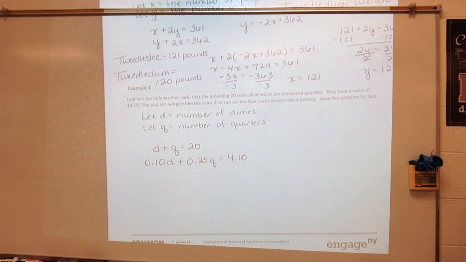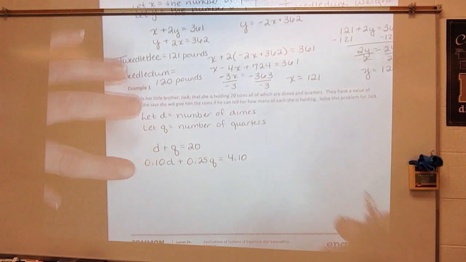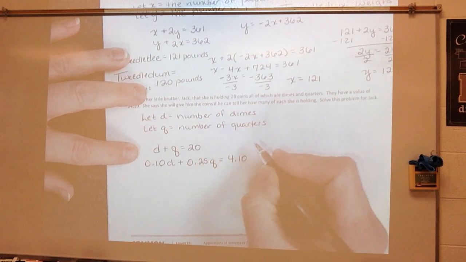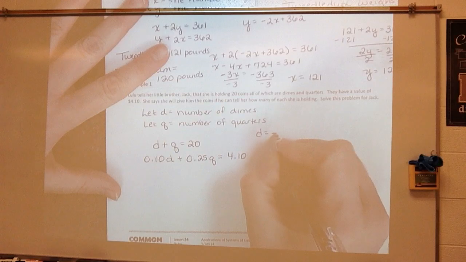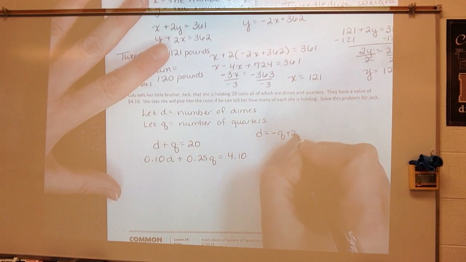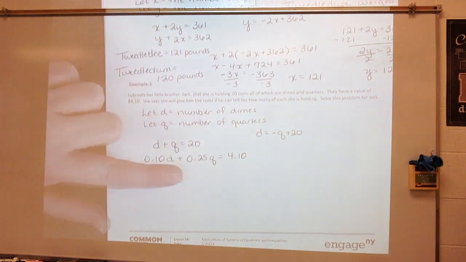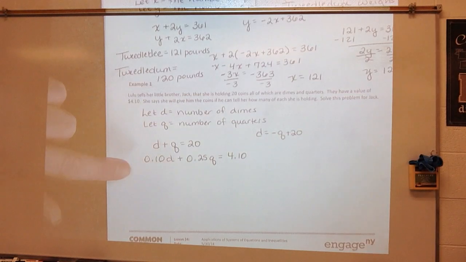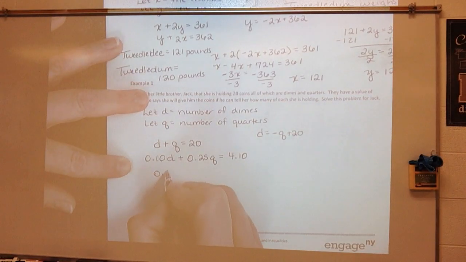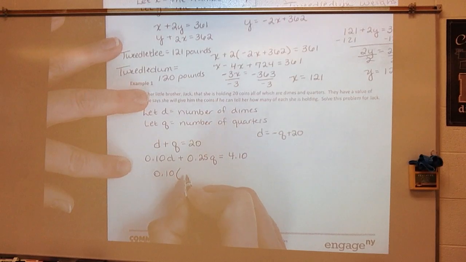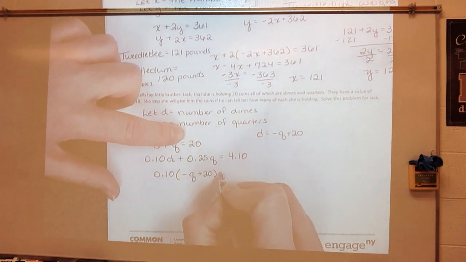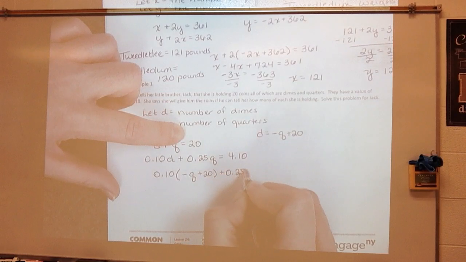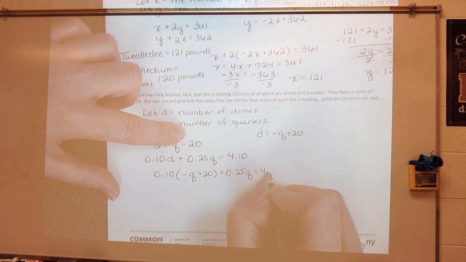All right? Now, I can figure out what D is equal to. So D is equal to, if I subtract Q, I get negative Q plus 20. Now I can plug that into this equation down here. So 0.10 times negative Q plus 20 plus 0.25Q is equal to $4.10.